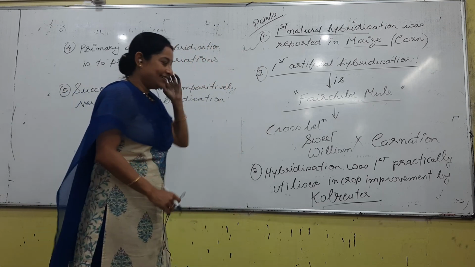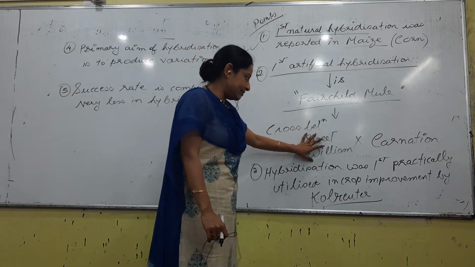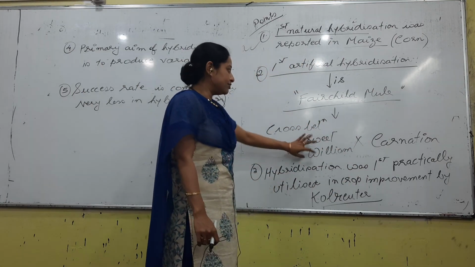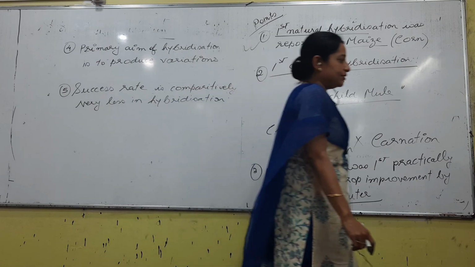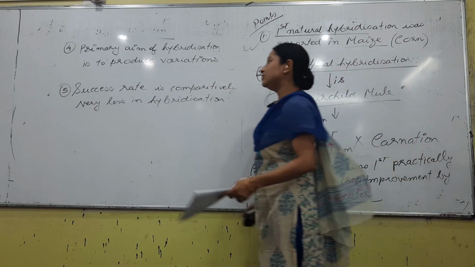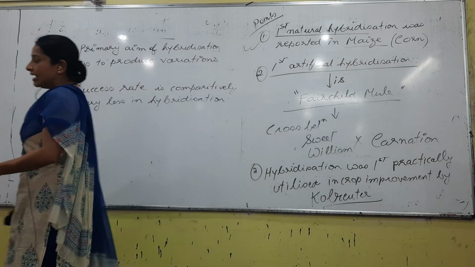No, it's a cross between Sweet William. It's a flowering plant. Carnation is also a flowering plant. Their offspring is named Fairchild Mule. So ultimately what we have learned is mutation, plant breeding could be done by the process of hybridization also.